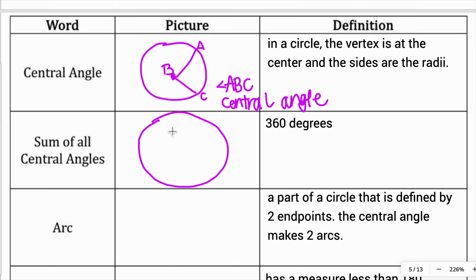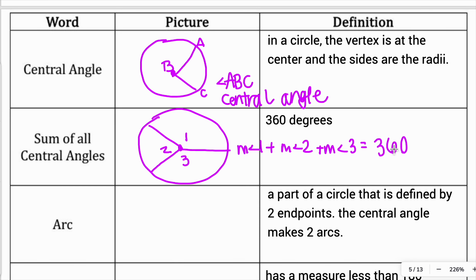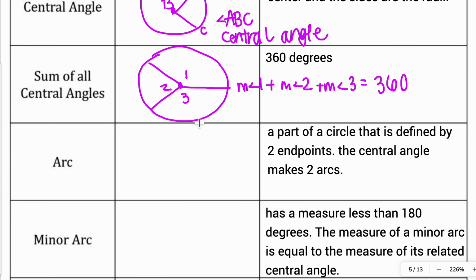So I just did some examples here. We'll do angle 1, 2, and 3. And all that's saying is the measure of angle 1 plus the measure of angle 2 plus the measure of angle 3 gives us 360. An arc is a part of a circle that's defined by two endpoints. The central angle makes two arcs.